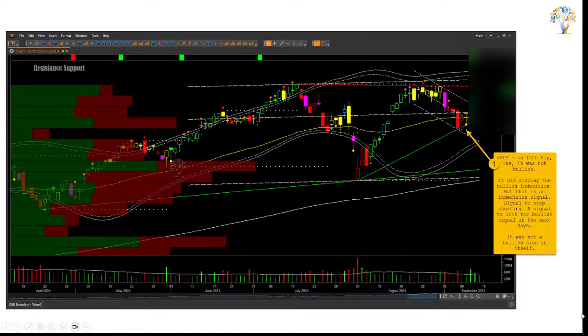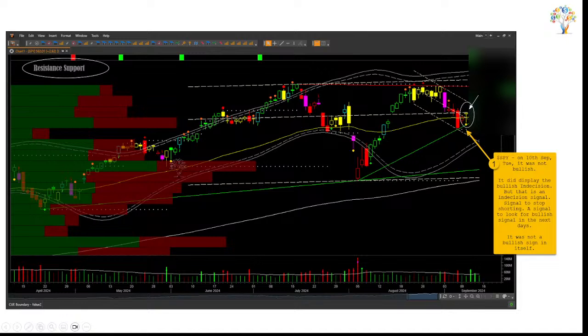This is a chart of SPY, the resistance support chart in Q Global. Similar chart is there on Q Elite on TradeStation. This is on Metastock. The last candle on this chart is 10th September, Tuesday. Like mega cap index, on Tuesday SPY was not bullish. Yes, mega cap index displayed bullish indecision. SPY is doing that also.